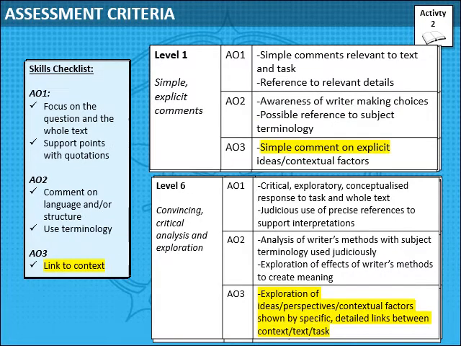And finally, for AO3, you need to mention some contextual information. And for a higher grade, that information needs to be relevant to your interpretation of the poem and the points you're already making in response to the question. Notice there's only 1 bullet point for context, so it's worth fewer marks. So keep this bit brief.